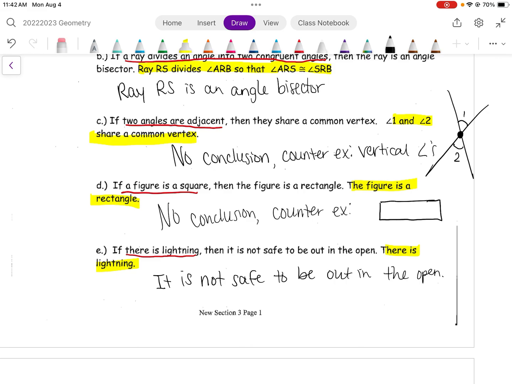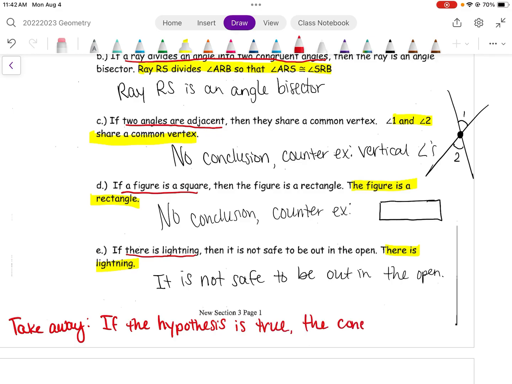Okay. So if the hypothesis is true, then the conclusion is true. That's the takeaway. If you want to write it down, write it down. Here's the main takeaway. If the hypothesis is true, the conclusion is true.